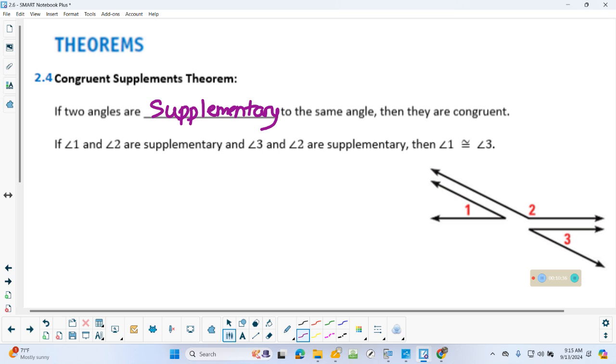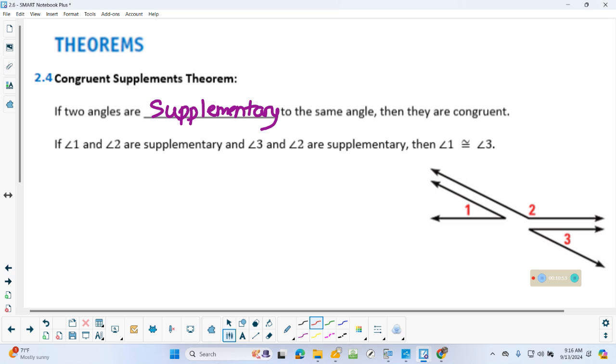So if two angles are supplementary, we're going to talk about what that word means again. Okay, so humor me. Supplements add up to what? Okay. So it says if two angles are supplementary to the same angle, then they are congruent. Now, this is very, I think, wordy and confusing for something that really shouldn't be. Angle 1 and 2 are supplementary, 3 and 2 are supplementary, and 1 and 3 are congruent.